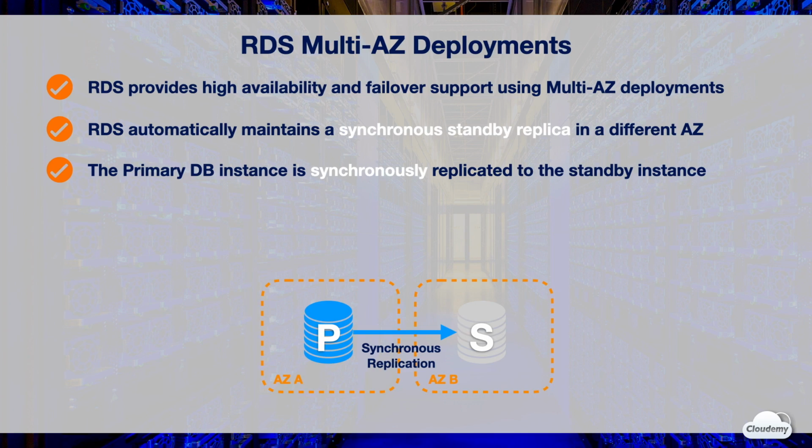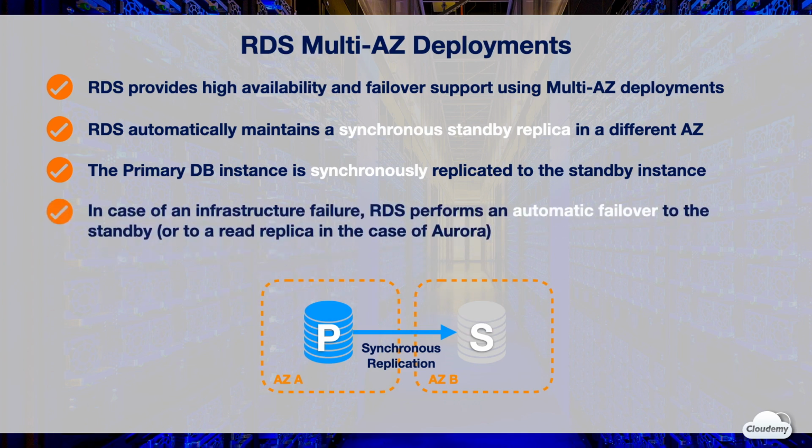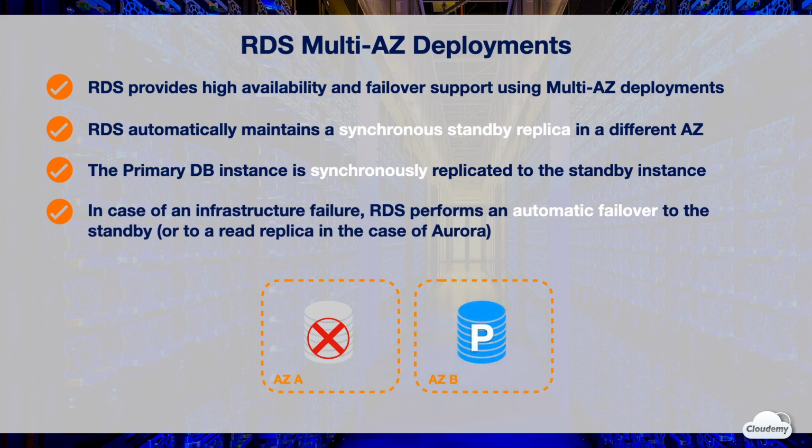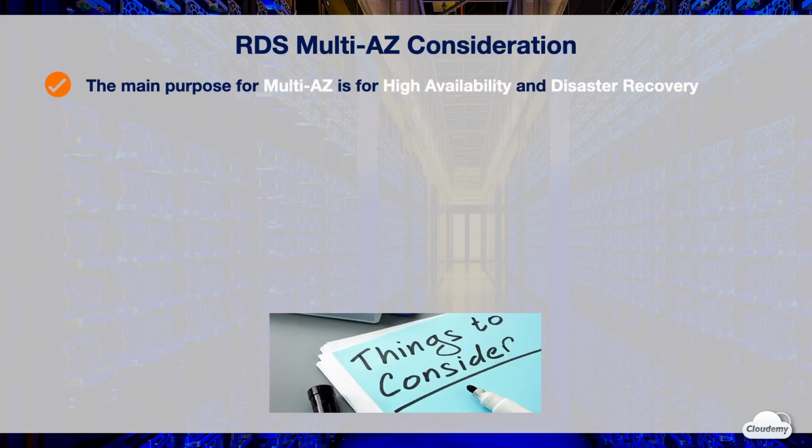Each AZ runs on its own physically distinct, independent infrastructure, and is engineered to be highly reliable. In case of an infrastructure failure, RDS performs an automatic failover to the standby, or to a read replica for Amazon Aurora. The endpoint for your DB instance remains the same after a failover, so that you can resume database operations as soon as the failover is complete. The main purpose for MultiAZ deployments is for high availability and disaster recovery.